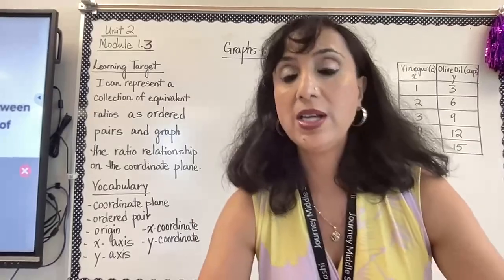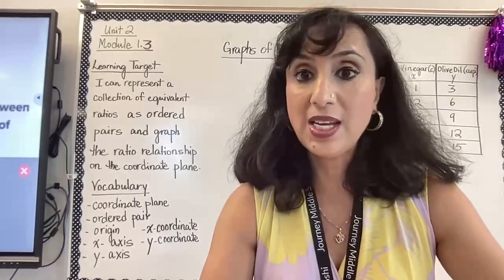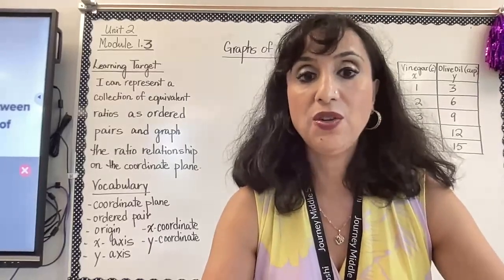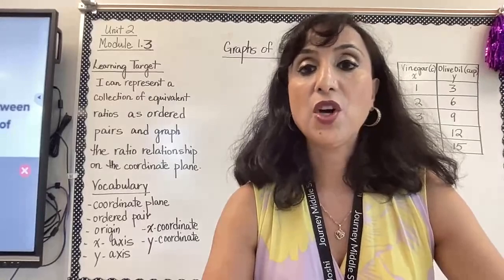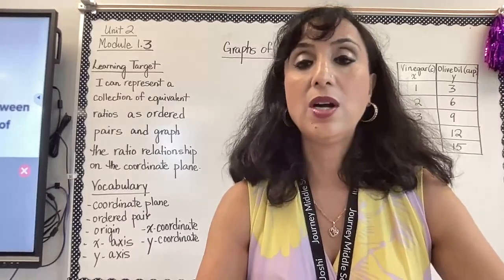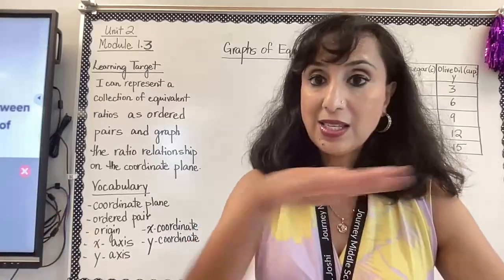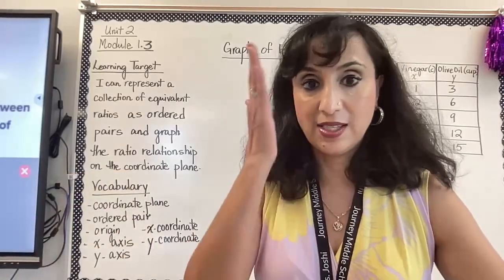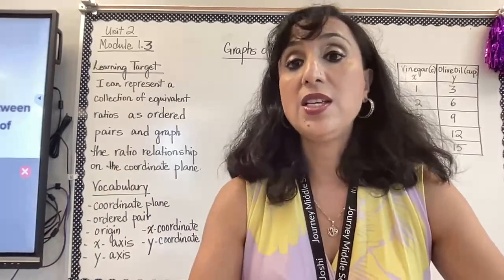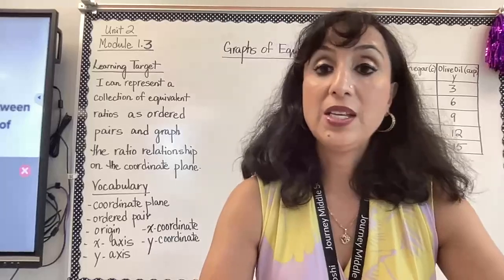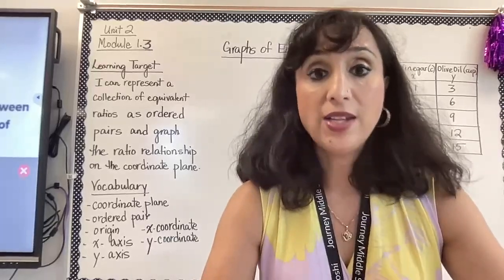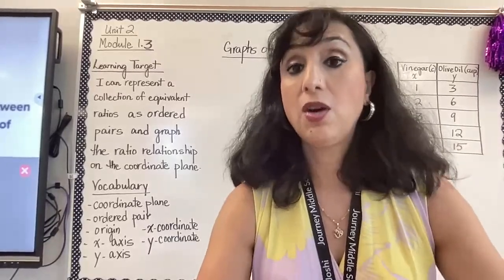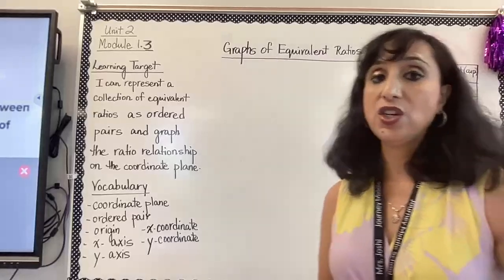An ordered pair is written within parentheses, and it comprises an x and a y coordinate. I'm going to show you that in a minute. And then, of course, the x-axis is your horizontal axis, and the y-axis is the vertical axis. The origin is where the ordered pair is 0, 0. So let's quickly go into the graphs of equivalent ratios.